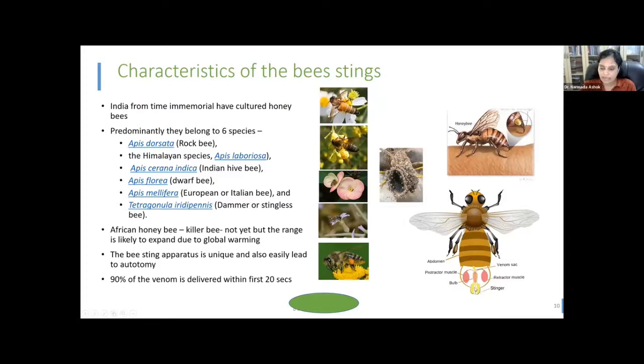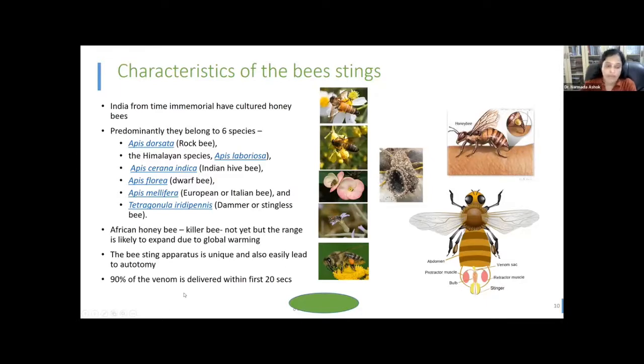If you look at the stinger, there is a bulb here and a retractor muscle, and the venom sac is attached here. So whenever the stinger stings, the venom sac gets cut off from the main part of the body. That is, autotomy happens. This is very unique. This is the sting apparatus that stings onto the skin, and usually the stinger is left behind. The biggest problem is the sting keeps on releasing the venom until we remove the sting apparatus. So this is what we have to know.